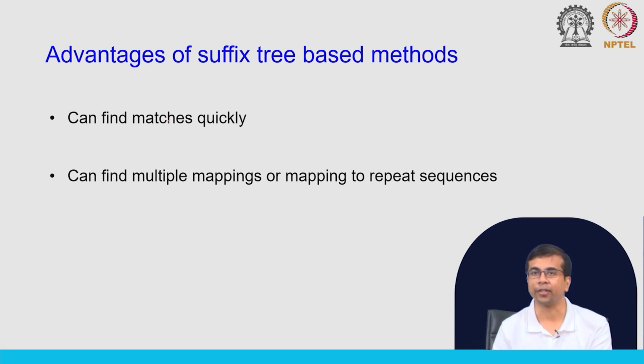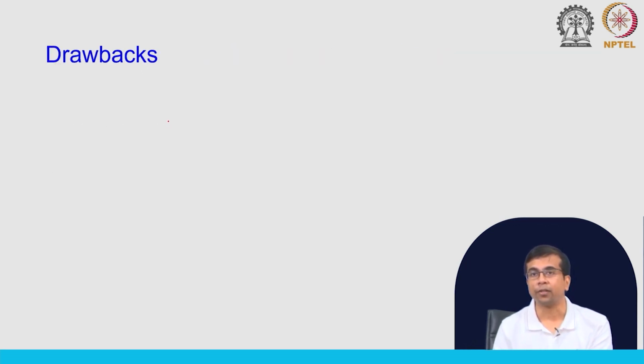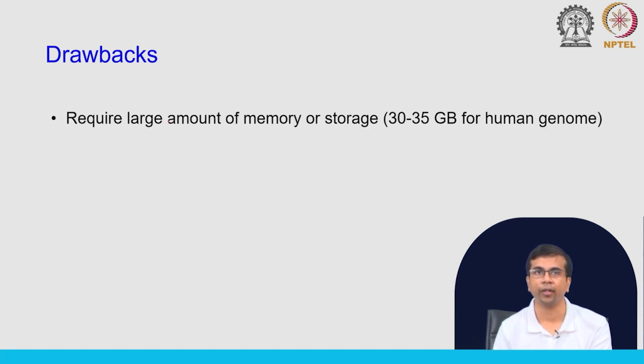This repeat sequences, the paths actually overlap in the tree, but there are major drawbacks, and that is why we have not invested that much time or energy into developing this further. So, one is, of course, it requires a large amount of memory or storage when you are generating this tree structure. It has been seen it takes about 30 to 35 GB space for the human genome. So, this is something that you then cannot run on an ordinary laptop or desktop. You need specialized servers for doing this work.